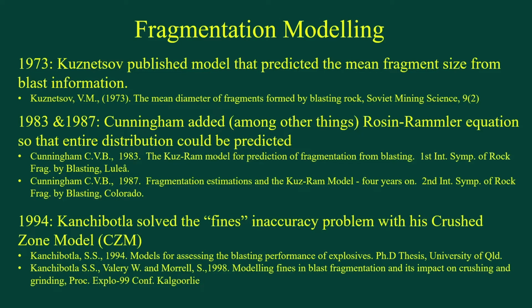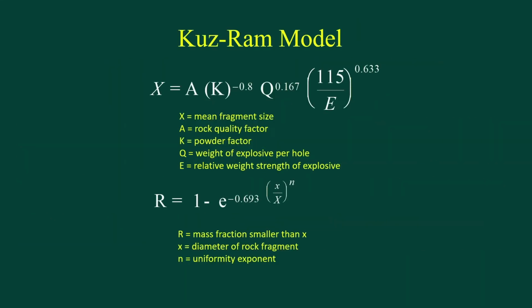And Sharma solved that fines inaccuracy problem. In 1994 he published his thesis. If you don't want to read all of his thesis, and I would strongly recommend that you do if you're interested in this area, a paper he published with Walter Valeri and myself gives a very, very cut-down version of Sharma's CZM model, the crushed zone model.